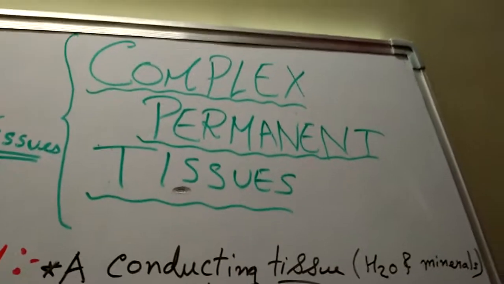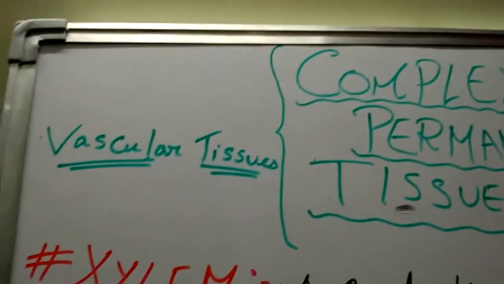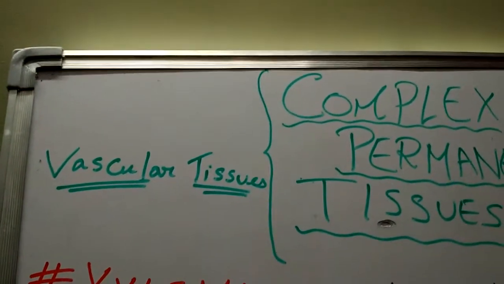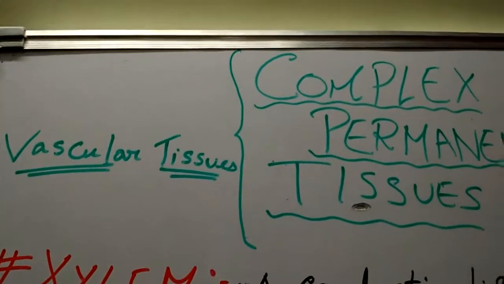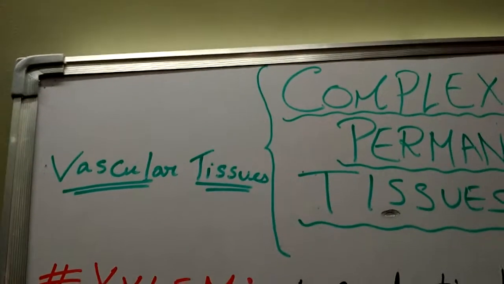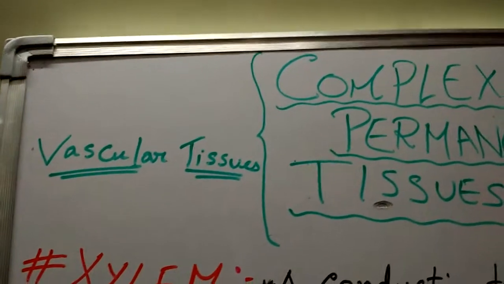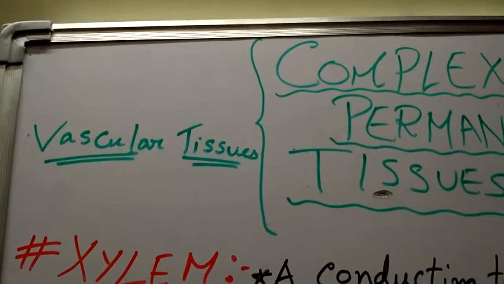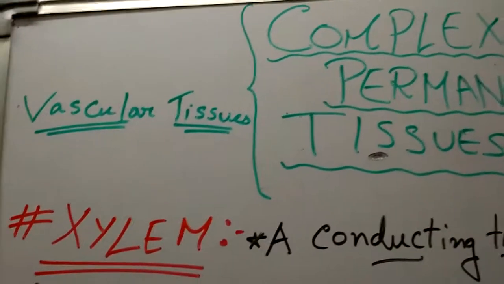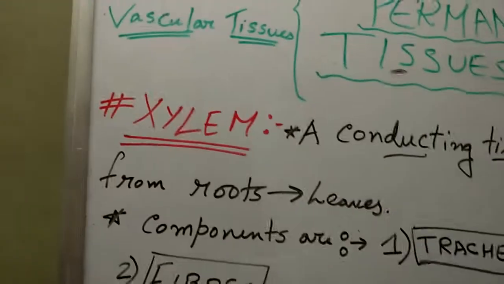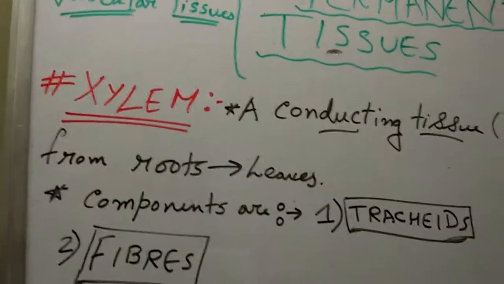So complex permanent tissues are basically vascular tissues because they are components of the vascular bundle, forming the vascular system of the plant, and therefore known as vascular tissues. And the first type of complex permanent tissue is xylem.